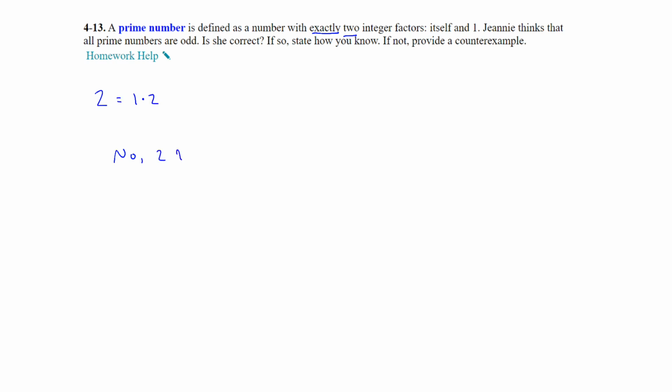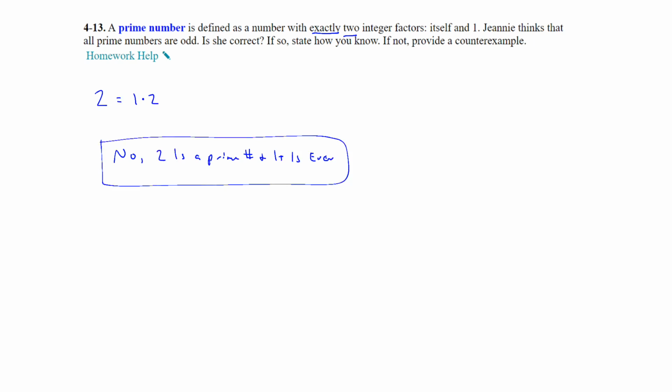So 2 is a prime number, and it is also even. And that's a counterexample.